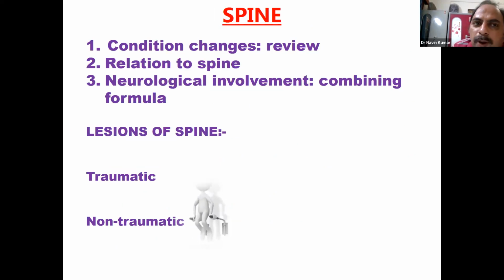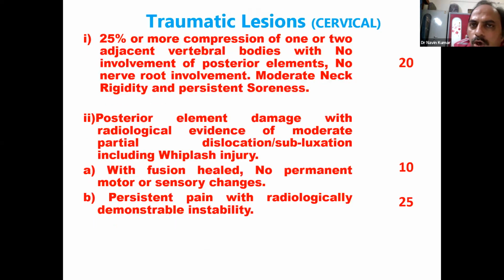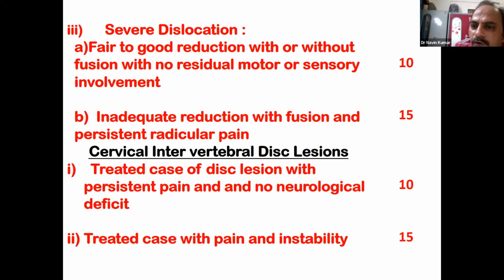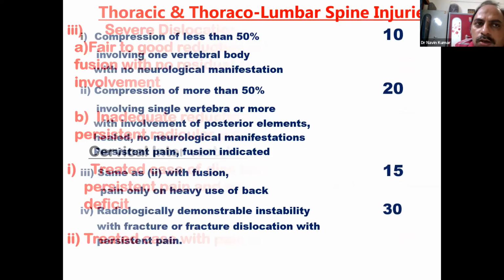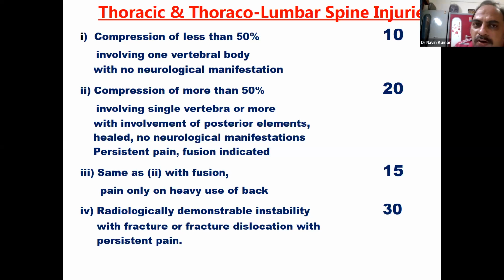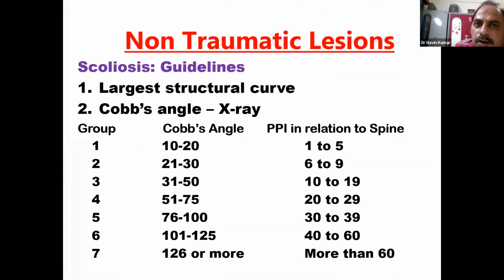Now coming to spine. Spine condition usually changes, so we have to review again, and disability has to be given in relation to spine. If there is neurological involvement, we have to use the combining formula. Lesions of spine are either traumatic or non-traumatic. For traumatic lesions, cervical, according to the level of involvement and the radiological presentation, we can give different grading of percentage. I am just going through this table; for disc lesion it is also mentioned. Thoracolumbar fracture and lumbar spinal fracture are also mentioned. Disc lesion, lumbar, is also mentioned.